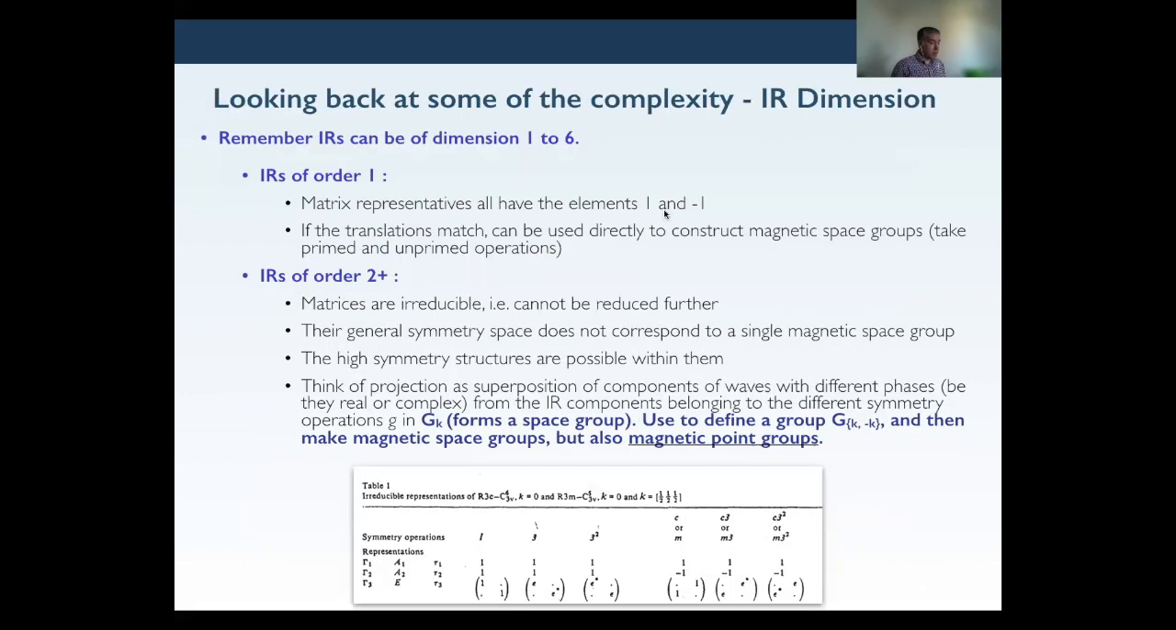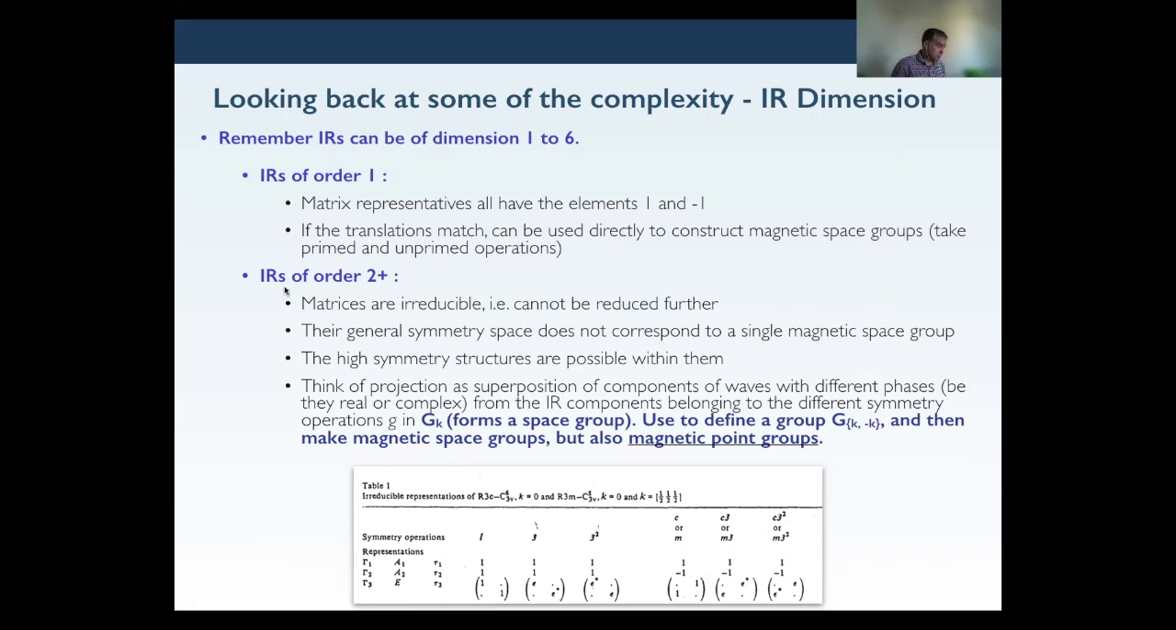If we look back at some of this complexity, we start off with irreducible representations. We're dealing with space groups, so we can have dimensions of matrices of 1 to 6. If we have irreducible representations of order 1, the matrix representatives themselves across all the symmetry operations are going to be 1 or -1. Because we're dealing with simple K vectors, there's no phasing involved yet. The phasing is just unity. These can be used to help us construct magnetic space groups.